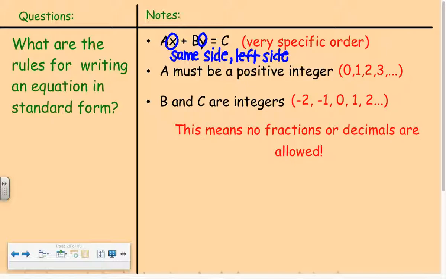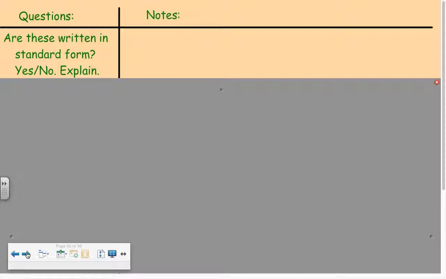On the next slide, we're going to practice determining whether or not equations are in proper standard form. Alright, so are these equations written in standard form, yes or no, and why?